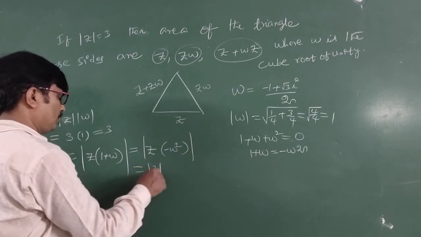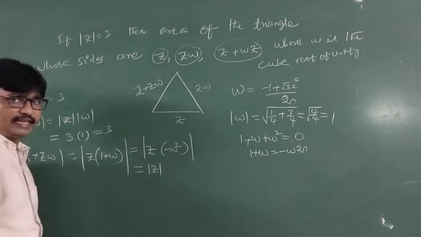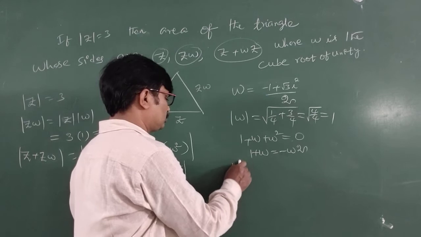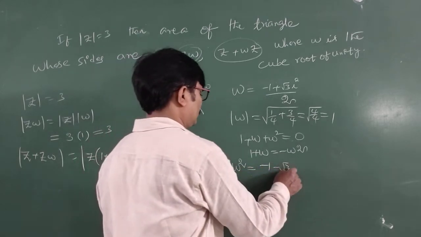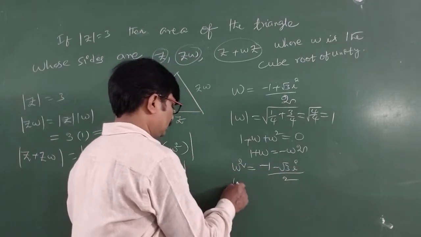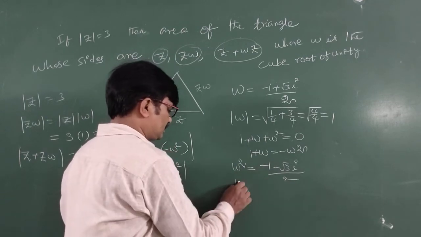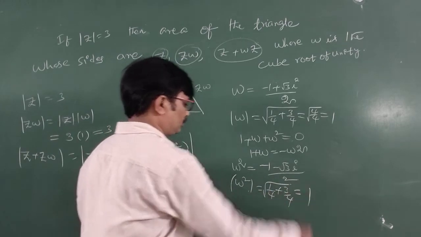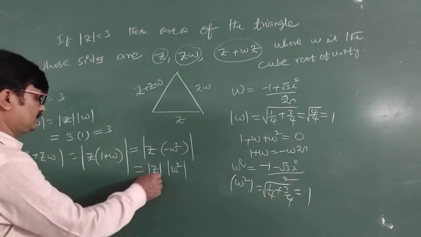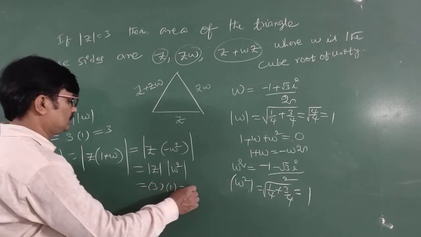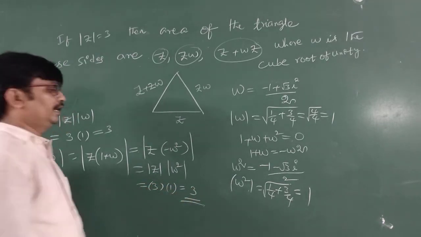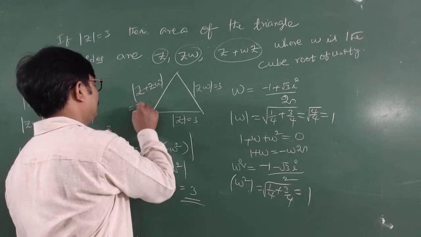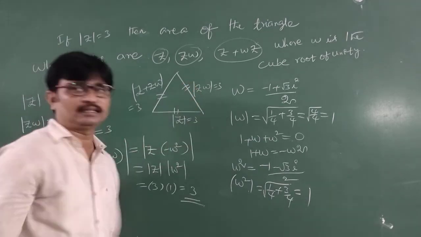This is mod Z, and the modulus of minus omega square is mod omega square. Omega square is (minus 1 minus root 3 i) by 2, whose modulus is the square root of 1 by 4 plus 3 by 4, which is also 1. So this is 3 into 1, which is also 3. Here mod Z is 3, and all three sides are 3. Now this is an equilateral triangle.